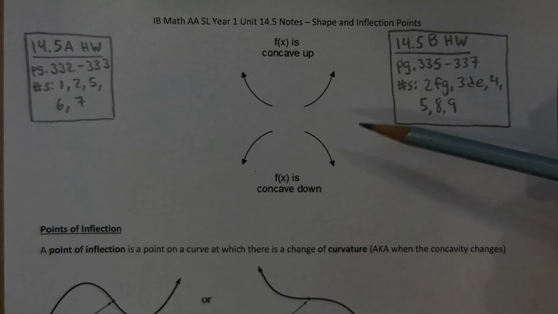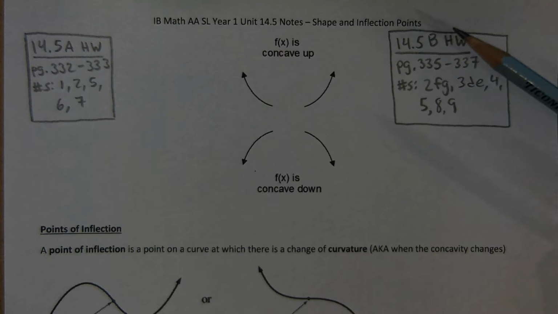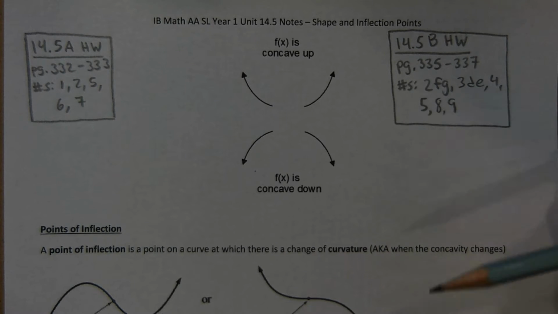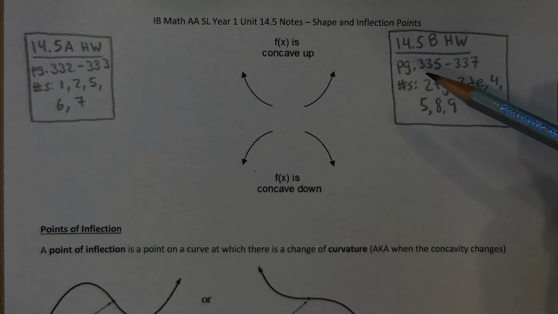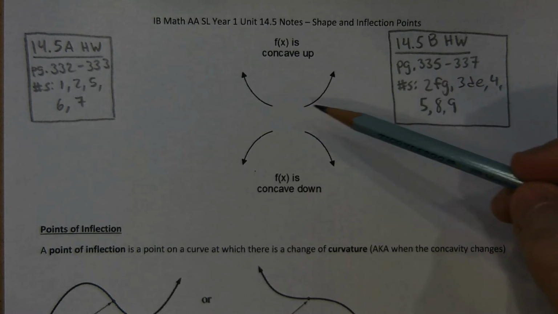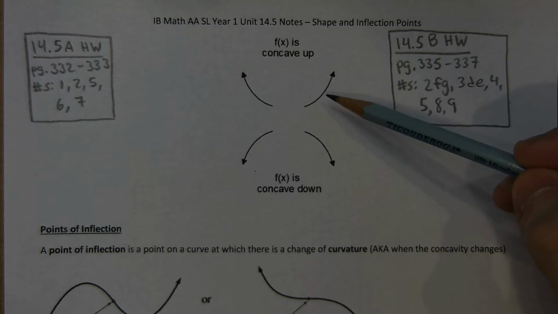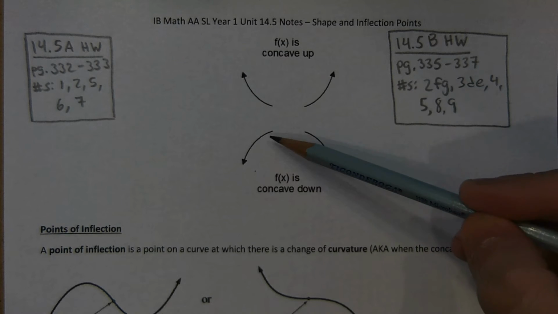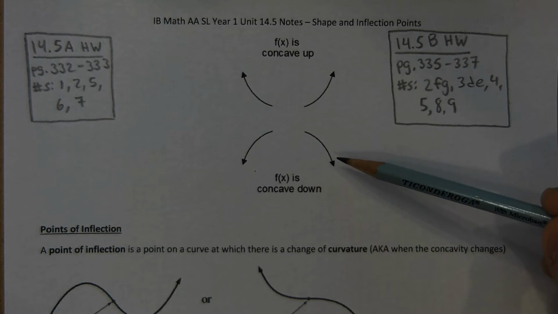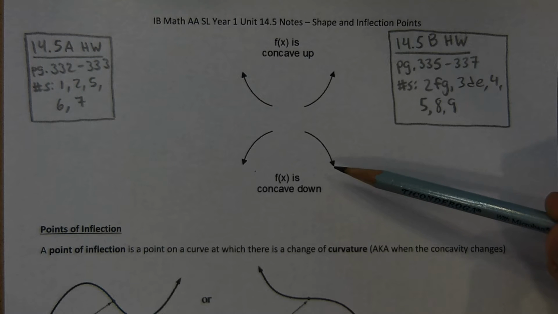So here, I've come up with a little diagram that shows you the general shape that curves can take. There are only four options. They could be up and to the left, up and to the right. These two things are known as concave up. They could be down and to the left and down and to the right. These two things are known as concave down.